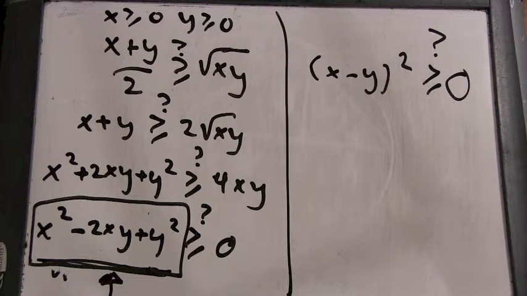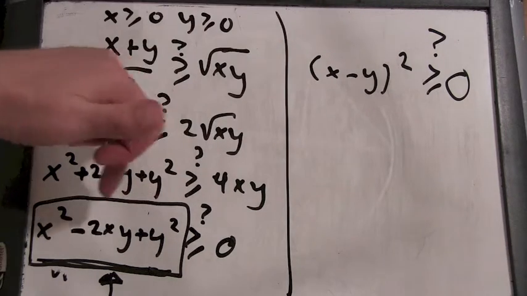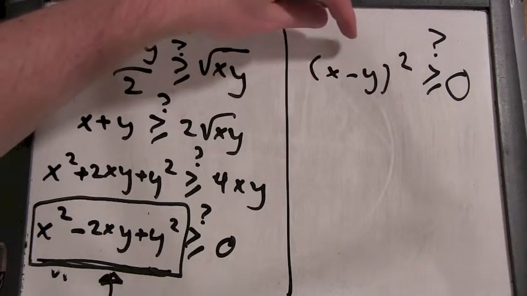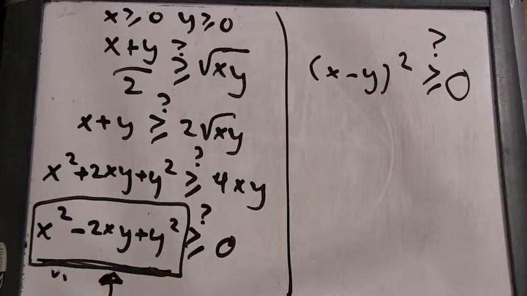The lowest it could be is 0. Why? Because when you square something, it's always positive. At least if you square something that isn't crazy. These are real numbers. This is (x - y) squared, and when we're dealing with real numbers, it is always bigger than or equal to 0.